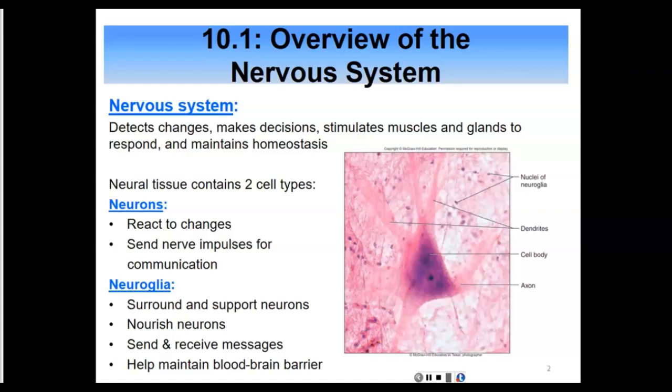The neurons are your main cell body that reacts to changes and sends nerve impulses for communication. Neuroglia are supporting surrounding structure, which is nerve tissue. It provides nutrients, and it also helps protect the blood-brain barrier.